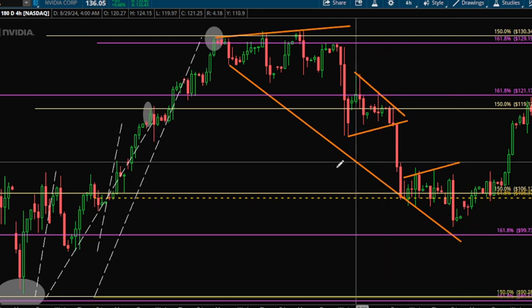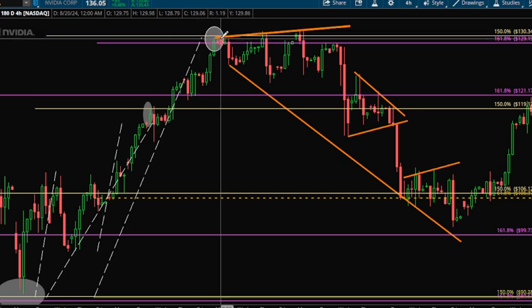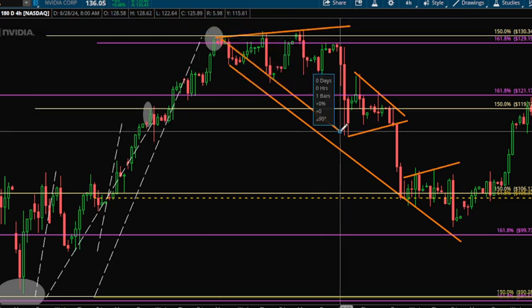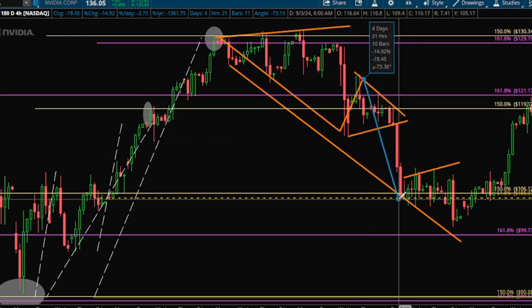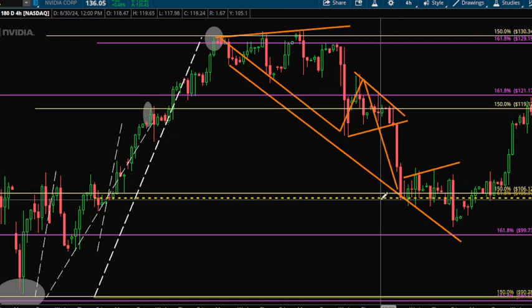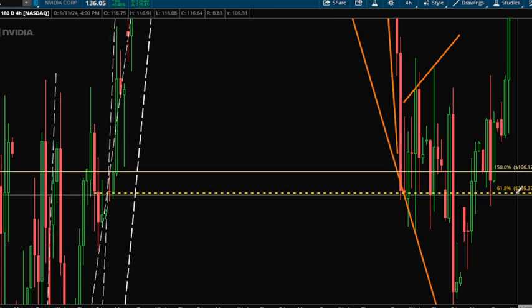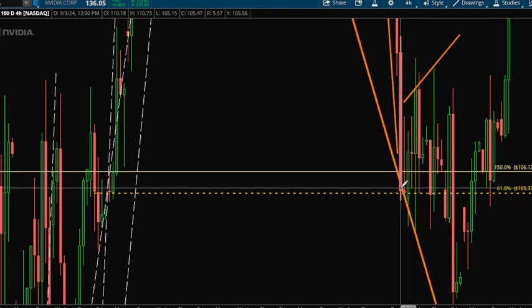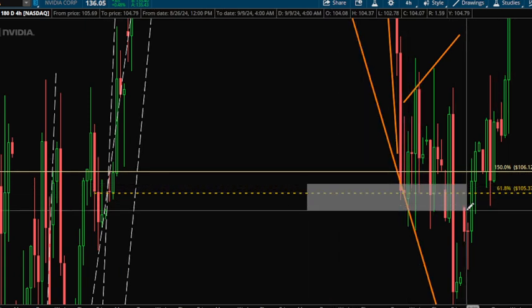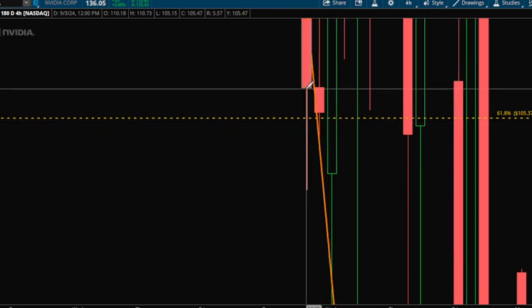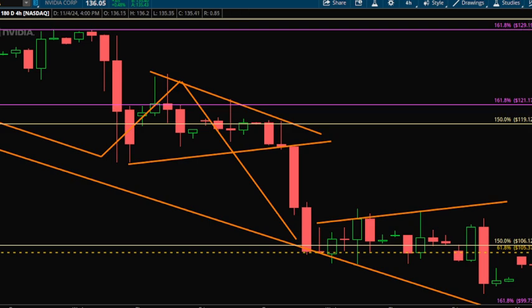Now, it's possible that this could have been just a 1, 2, 3 and finish right there, because I measured this retracement and I got a 61.8% right here. Okay, so it actually finished on this candlestick right here. So that's where we're going to start our next measurements.